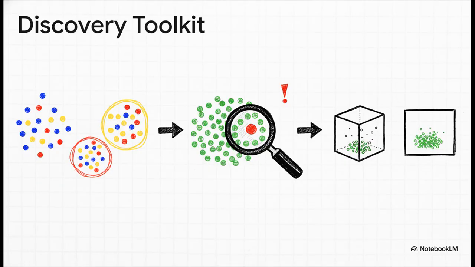So what kind of discovery tools do we have? Well, first up is clustering, with algorithms like K-means. This is perfect for automatically grouping similar things together. Think about creating customer segments without knowing the segments beforehand.